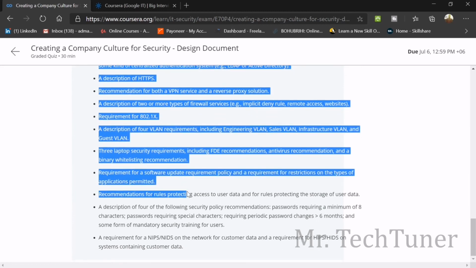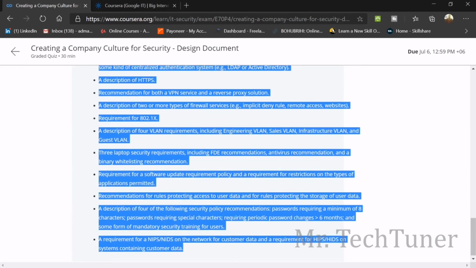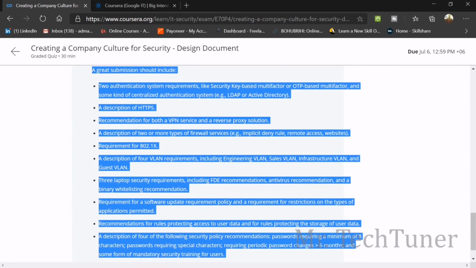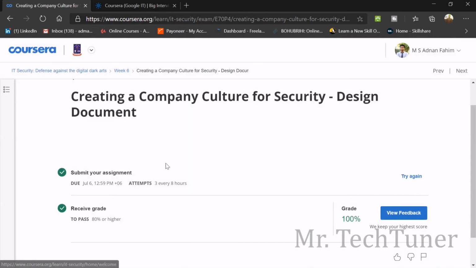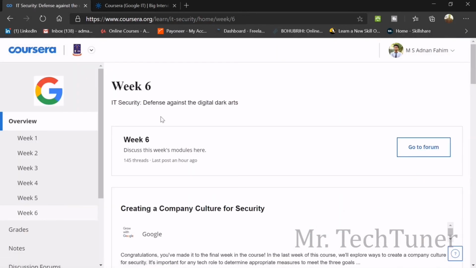Okay, so you can take a screenshot or pause the video if you want to know details about this, and then you can also include these points, and I think that's how you can get 100% in your graded assignment, right? So that's all for week 6, and after doing this you will get a certificate.